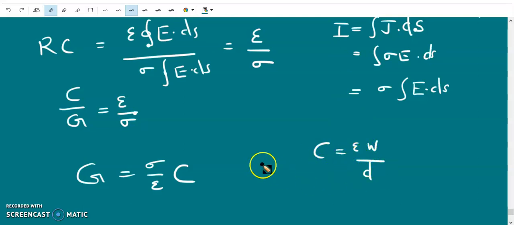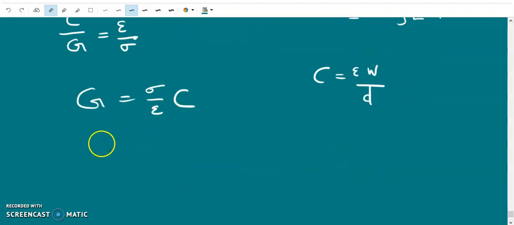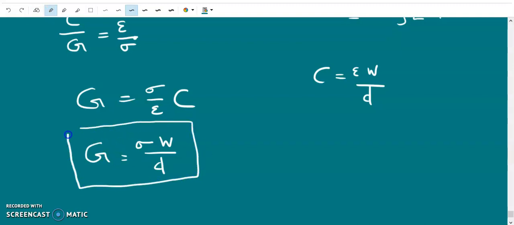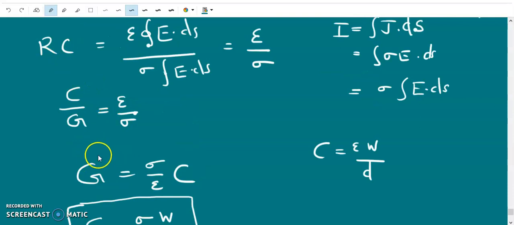So substituting the value of the capacitance per unit length, the conductance per unit length G is equal to, epsilons will get cancelled, sigma W by D. So since this capacitance is measured in farad per meter, the conductance is measured in Siemens per meter. So for the transmission line, the capacitance is measured per unit length. So here G is also measured per unit length. So this R and G are for the dielectric medium.